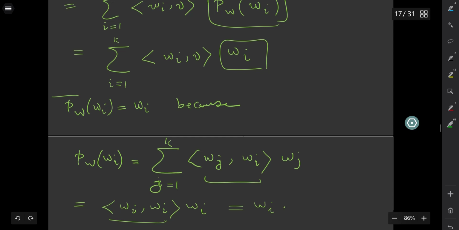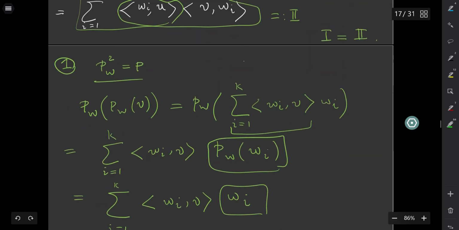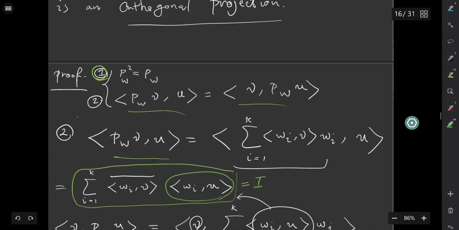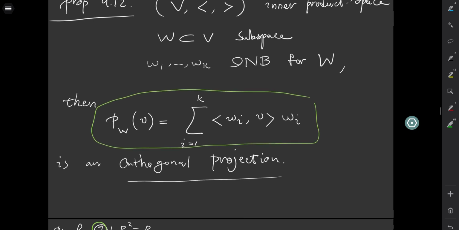Okay, so we proved both parts of the implication. So what we see is that this map, which is given in this way, is an orthogonal projection. So we discuss this map a bit more.